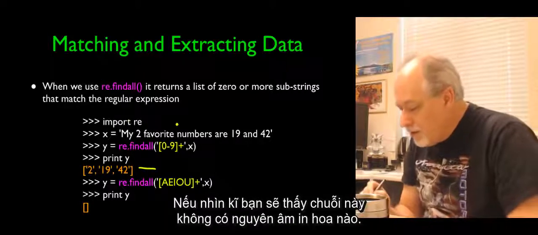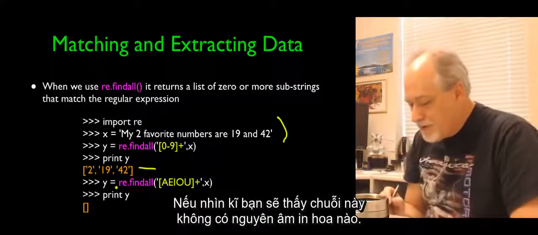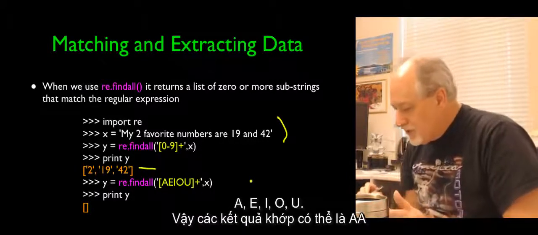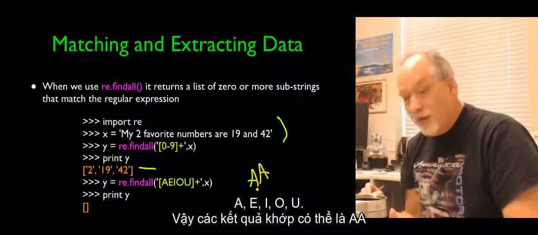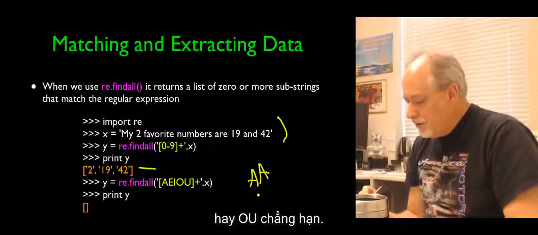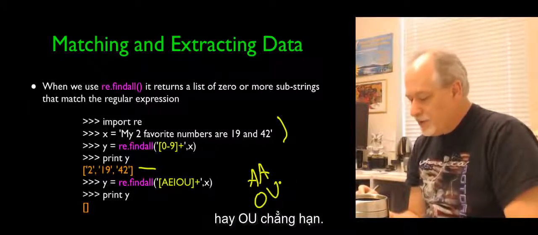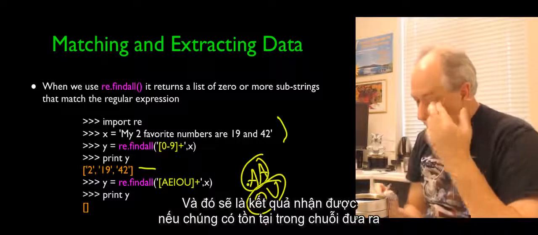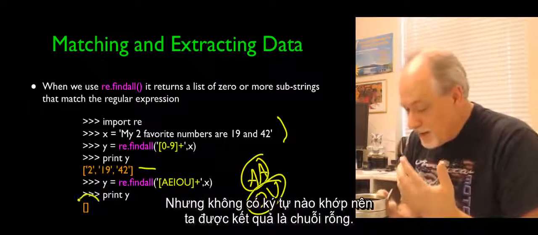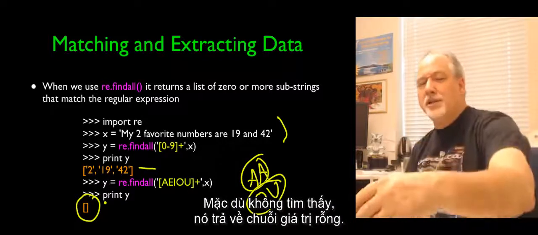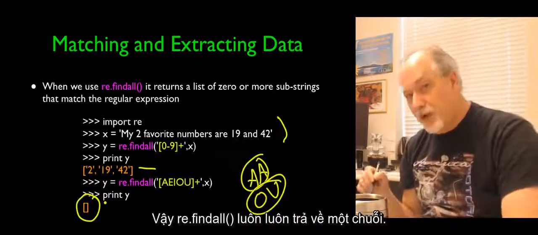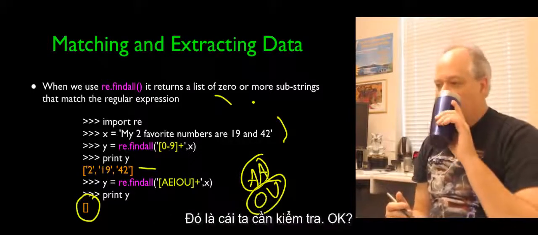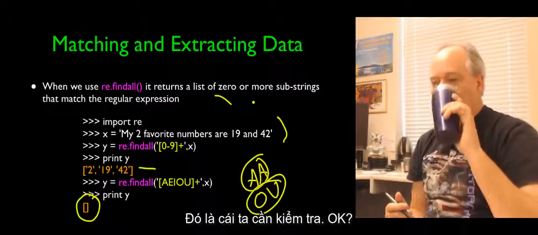And if you look, there are no uppercase vowels in my string. So it says, I'm going to find all the things that match A, E, I, O, U. So things like A would match, and O, U would match. And so that's what we would get if they were in the string. But because there are none, we get an empty list. So it always returns a list. It may be a zero length list, and that's what you'd have to check.